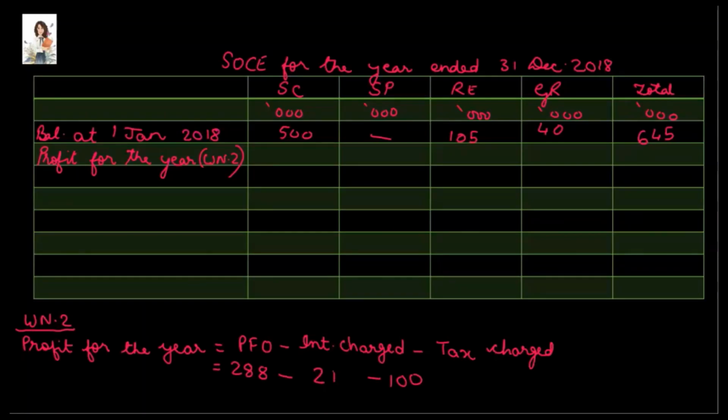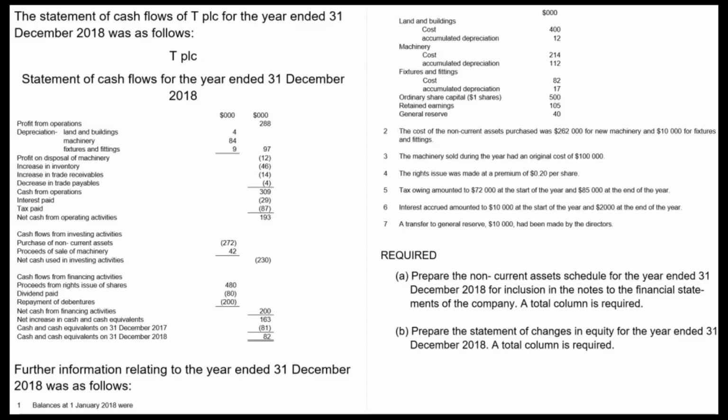So our interest charged during the year is $21,000, and that brings our profit for the year to $167,000. So we can now enter this figure in our schedule. Always profit for the year will be added to retained earnings, $167,000, and also in the total. Once you have entered the opening balances and the profit for the year in the statement of changes in equity, you must focus next on cash flows from financing activities.